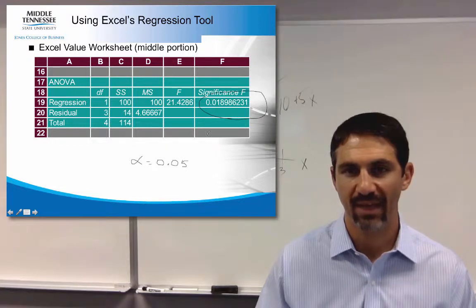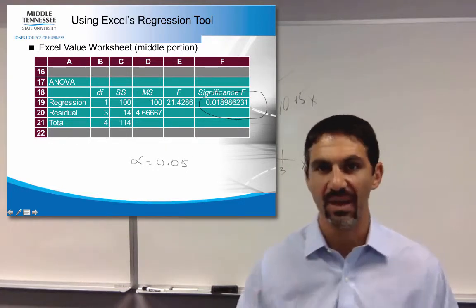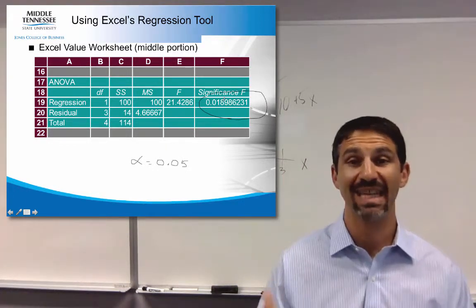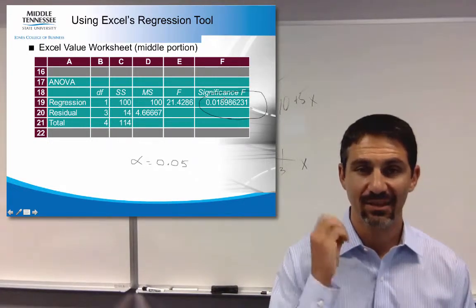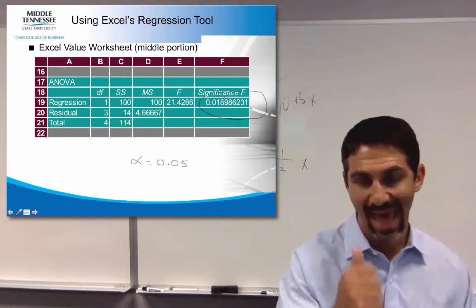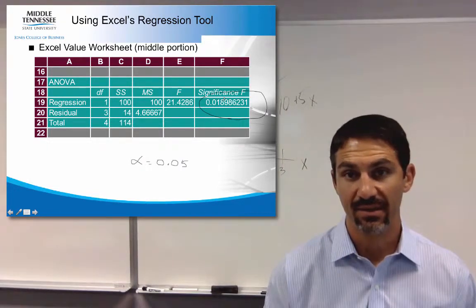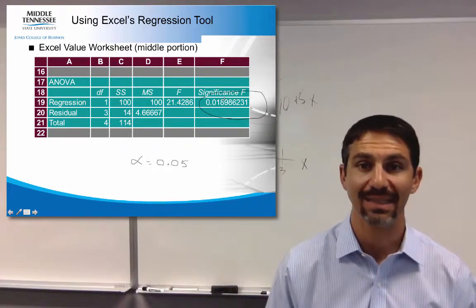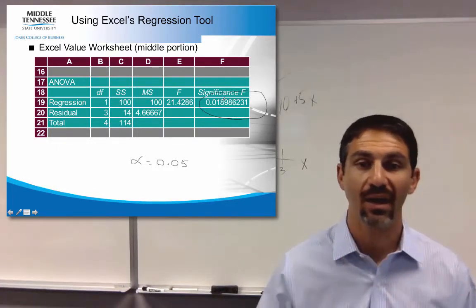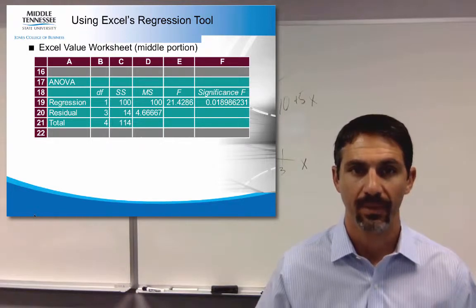0.05, right, because the p-value, that's what Significance F is, your p-value. If it's less than 0.05, is there a significant relationship here? And the answer is yes. In this case, there's a significant relationship between the ads and your sales. And that tells us, hey, that means ads do help us get sales within our company.